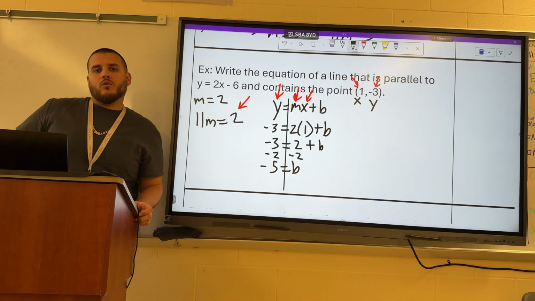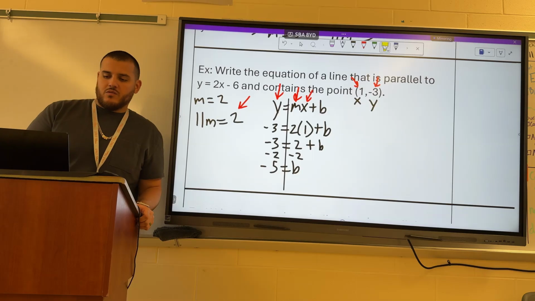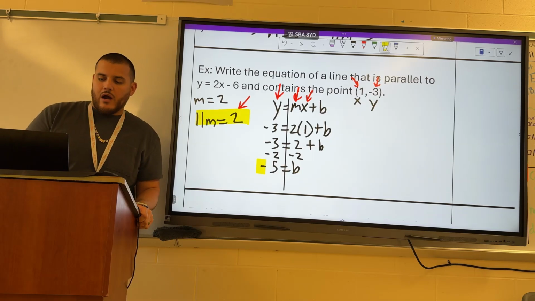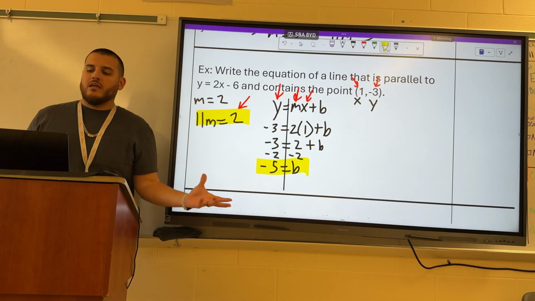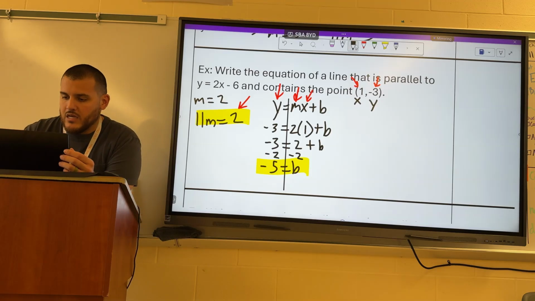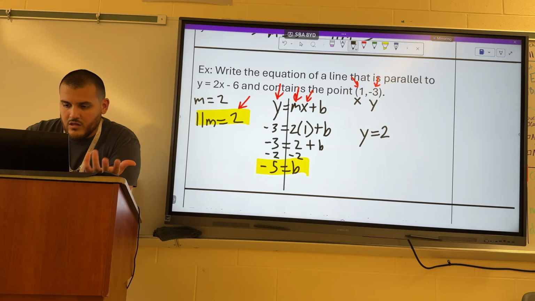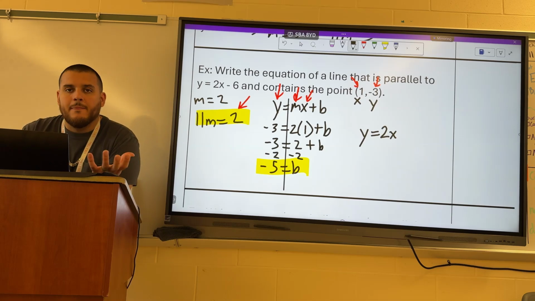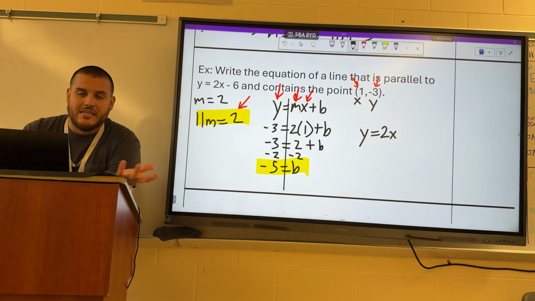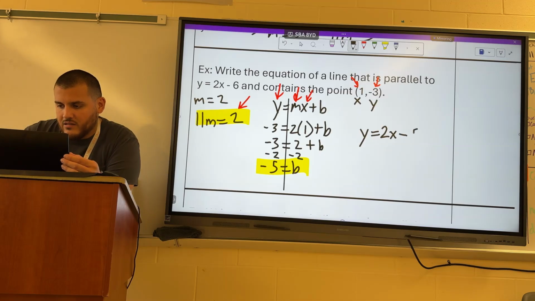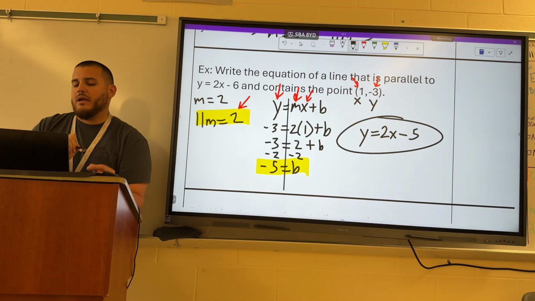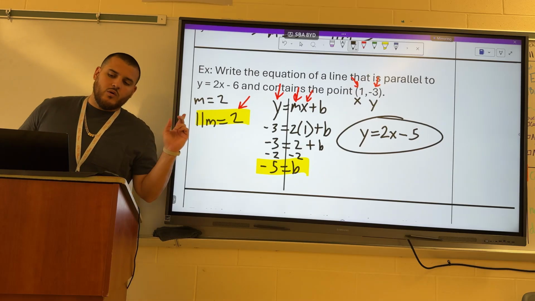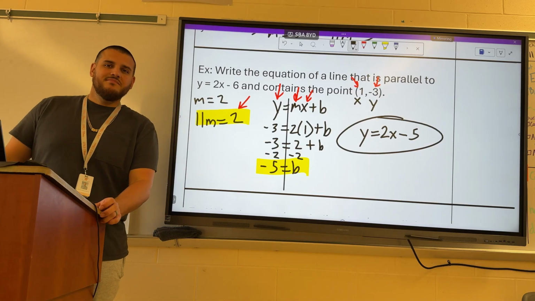And we can now write our slope-intercept equation, because remember, what we need is the slope and the y-intercept, and we can write any slope-intercept equation for a line. So y equals m, which we know is 2, times x, and then plus b, our b in this case is -5, so we would just write -5. This would be parallel to y equals 2x minus 6.